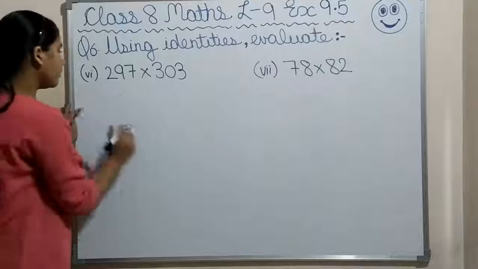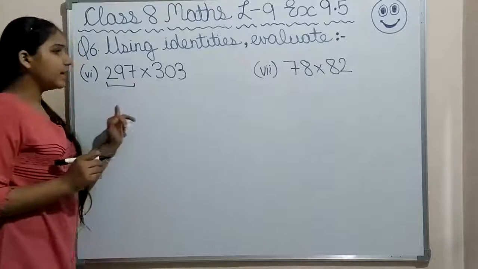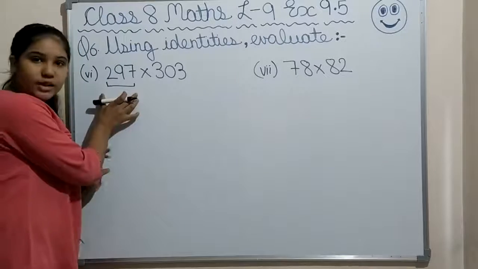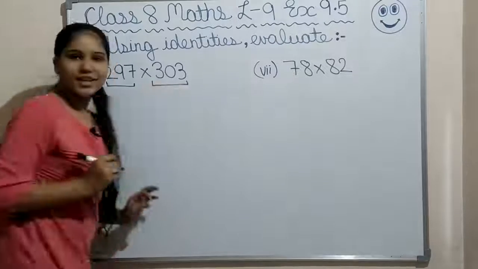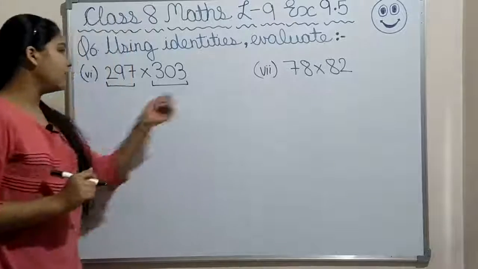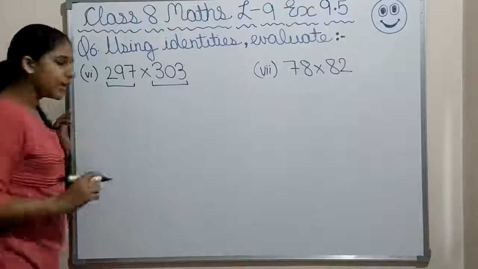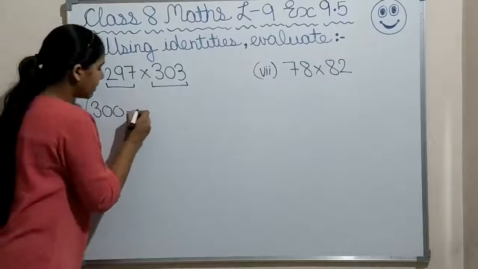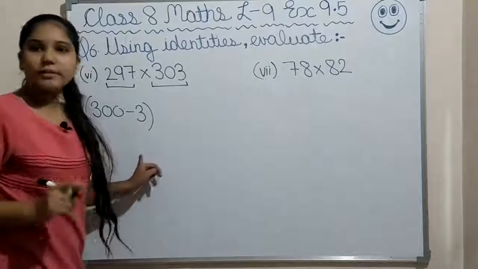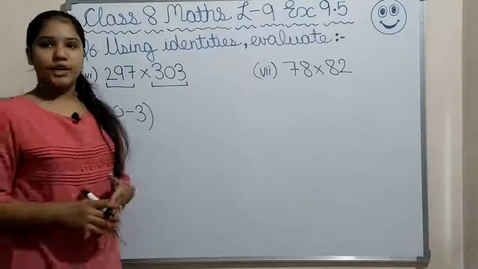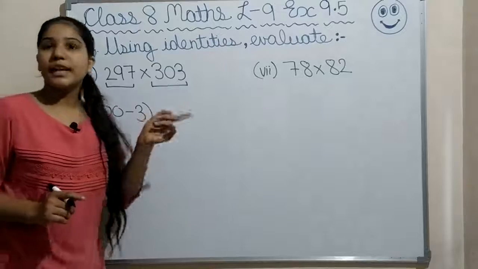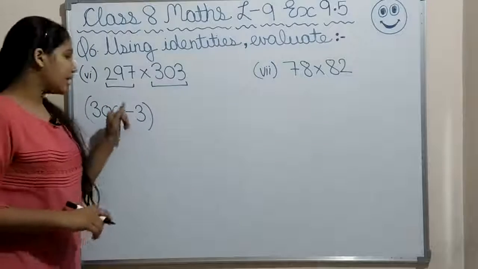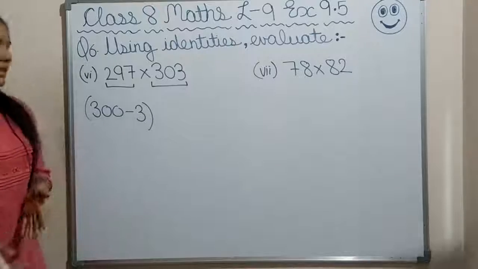Here in this part there are two terms, 297 and 303. You can write 297 as 300 minus 3, because it is closest to 300, and 300 minus 3 is 297. You can write it in plus also, like 290 plus 7, but if you do it in minus, because it is closest, it will be easier for you.